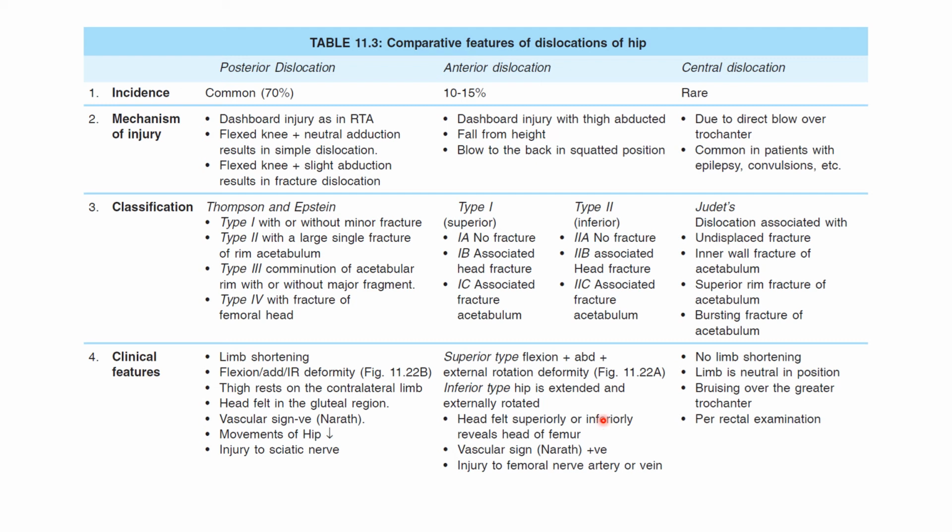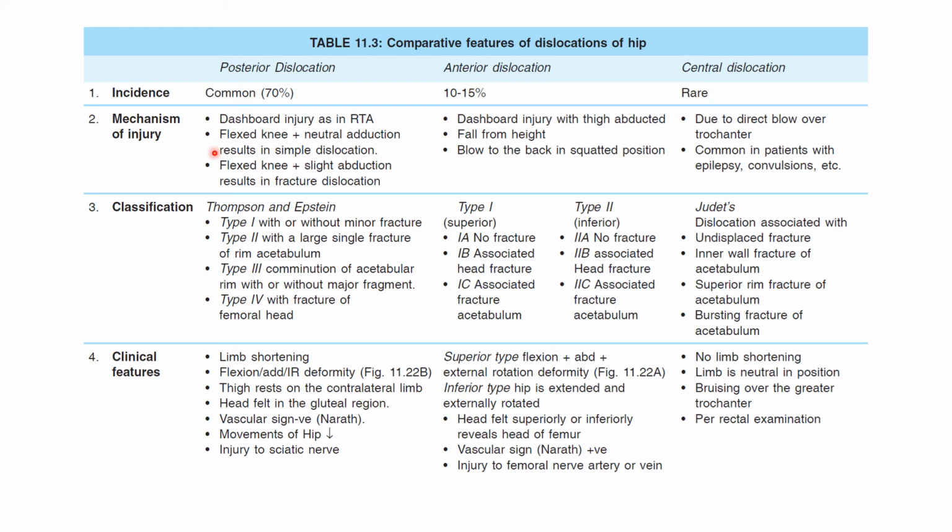So this is the last slide of the hip dislocation. Just for revision, there are 3 types of dislocation: posterior, anterior and central. Most common is the posterior hip dislocation. Second is anterior hip dislocation, and third, which is most rare, is central dislocation.